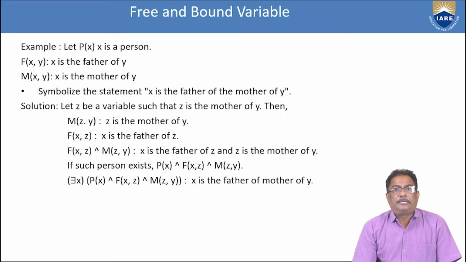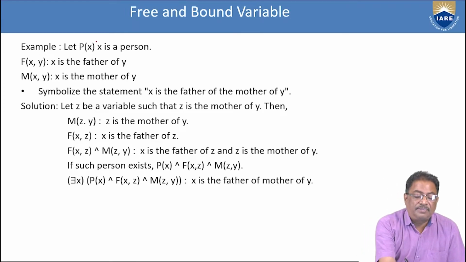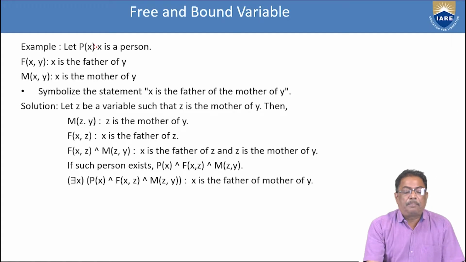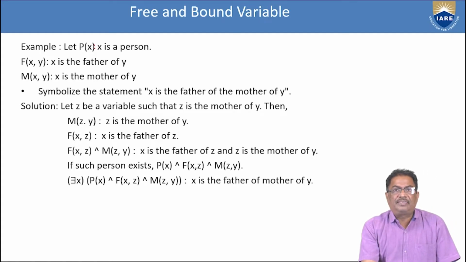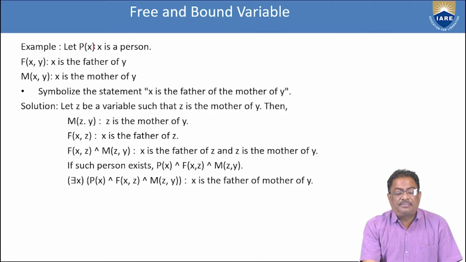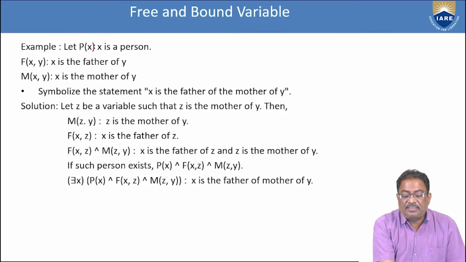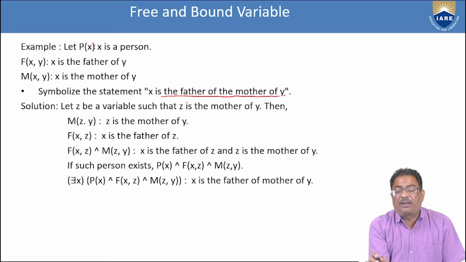So now let us consider another one. Let us consider P of x is x is a person, and F of x comma y is x is the father of y, and M of x comma y is x is the mother of y. Symbolize that x is the father of the mother of y.